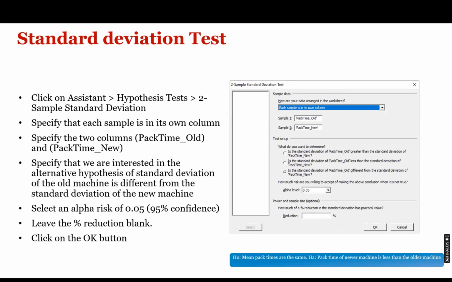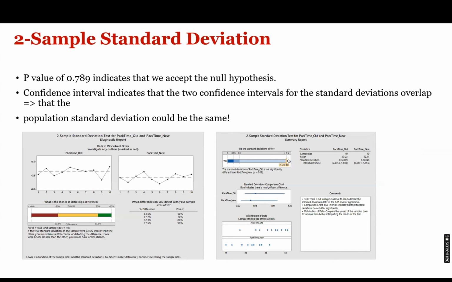We select the appropriate test, that is, the hypothesis test, and then we select two-sample standard deviation. This way, we select the third option over here: is the standard deviation of the old machine different? As a sample, we get a p-value which is equal to 0.789. So it is greater than 0.05. When it is greater than 0.05, we accept the null hypothesis.